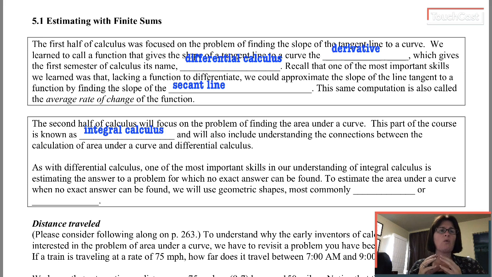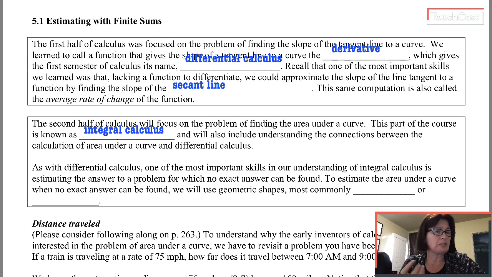start to explore, what if we don't know how to find the area under a curve? What if the curve is so complicated and we can't actually find the area? How could we approximate it? So that's the discussion we're going to have here in 5.1, estimating with finite sums. So making an estimate of the area under a curve when we aren't able to find or don't have enough information to find an exact answer.